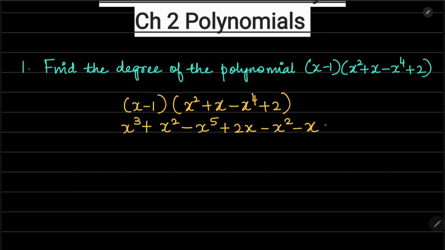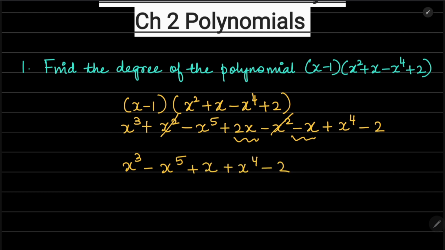Minus 1 into minus x to the power 4 is plus x to the power 4. Minus 1 into plus 2 is minus 2. Right? So here, if you see, x square plus x square and minus x square get cancelled. You have to combine all the like terms. So what do you have? x to the power 3 minus x to the power 5 plus 2x minus x is plus x, and then plus x to the power 4 minus 2.